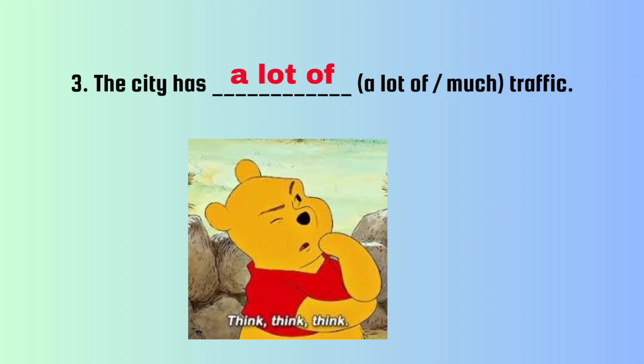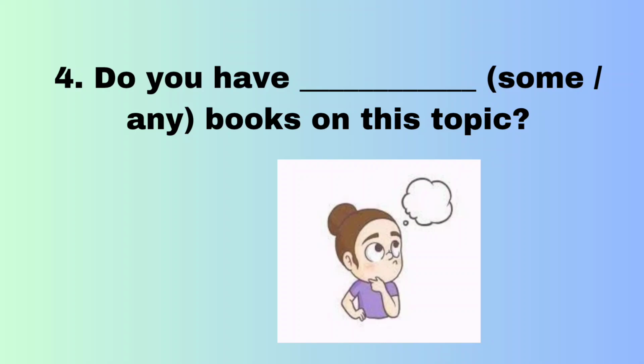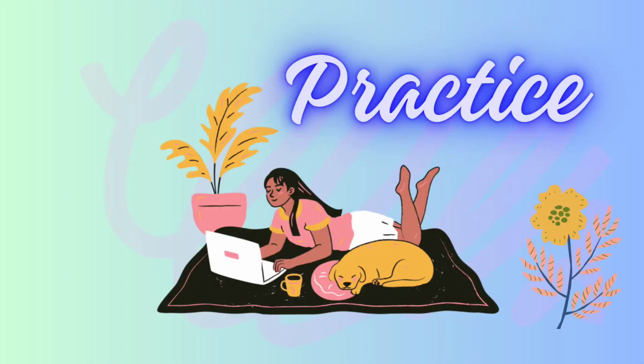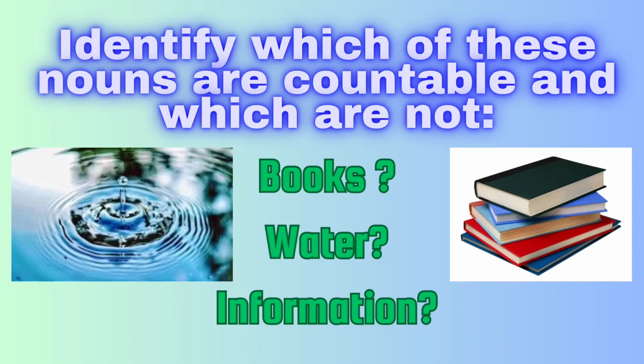Or how about this? Do you have some or any books on this topic? Just think a little. Some is the best answer. Let's practice together. It's time for practice. Identify which of these nouns are countable and which are not. Number 1, books. Number 2, water. Number 3, information. Write your answers in the comments.